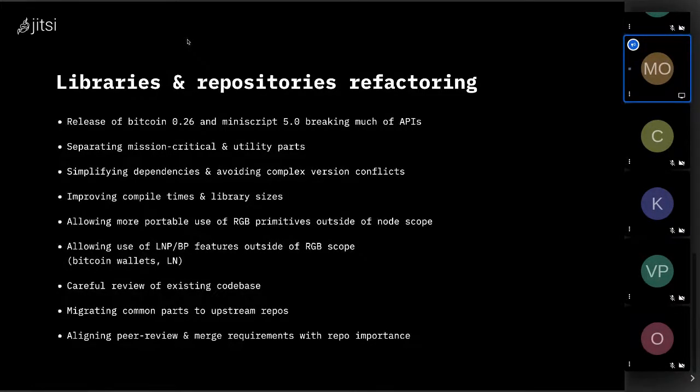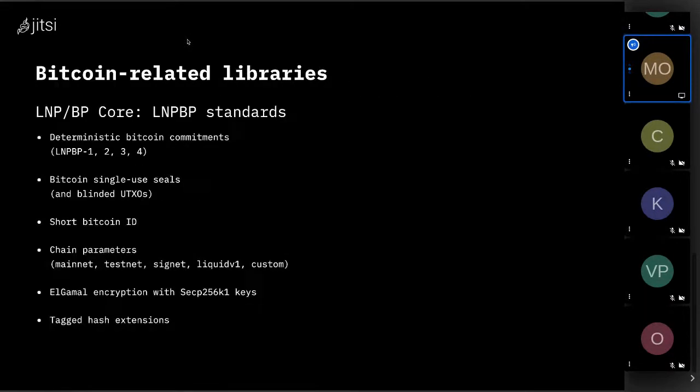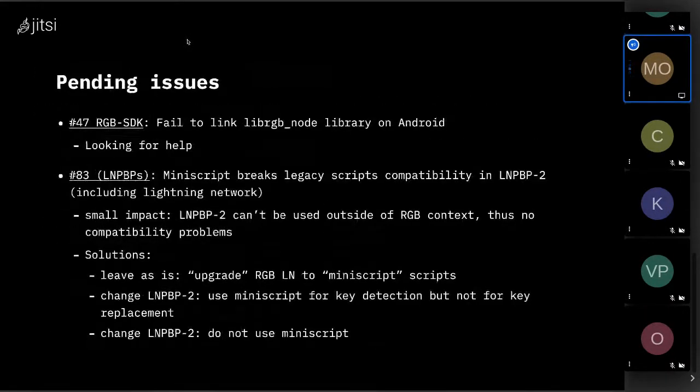There are libraries which are highly critical in terms of security of RGB funds, which have to be carefully reviewed, and other libraries which are just simply utilitarian and don't affect the risk of fund loss or key management or anything like that. So with this refactoring, we clearly separated these parts from each other, and this will simplify the peer review process. And there will be a slide where I will cover which parts of the library need a more careful peer review.